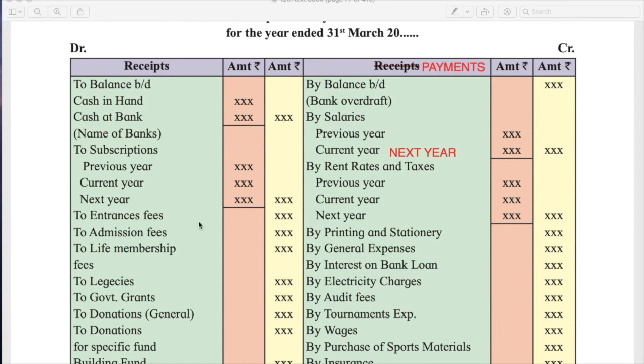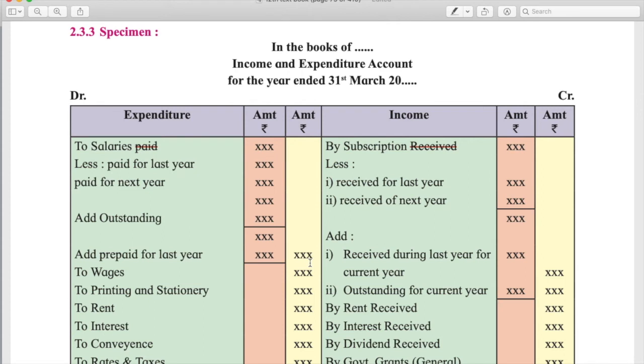Same way, if the opening balance sheet is given, or any sort of assets and liabilities of last year is given, then it will carry only one effect, because its effect has already been taken in last year's balance sheet. Now let us see the format of income and expenditure account. See, over here on the debit side will be expenditure, and on the credit side income, because income and expenditure account is a nominal account.